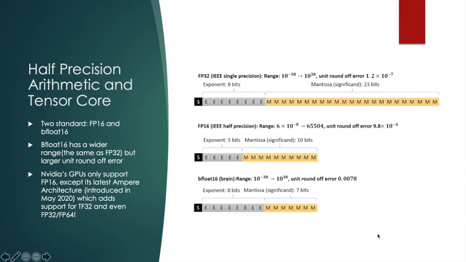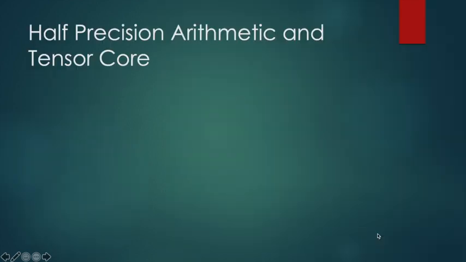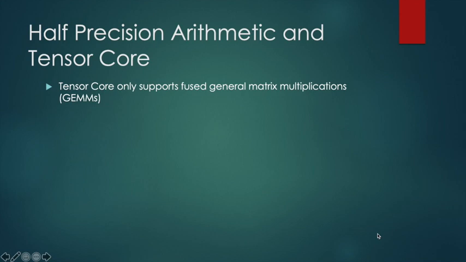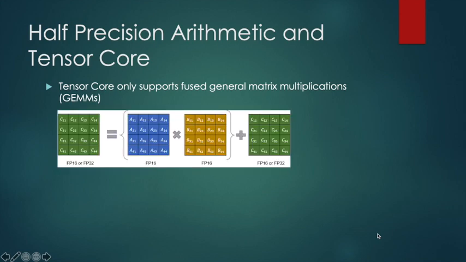FP64. For the background of half precision, I'd love to introduce a special unit on NVIDIA's Volta, Turing, and Ampere architecture, which is called Tensor Core. Tensor Core only supports fused general matrix multiplications. Actually, like these fixtures, Tensor Core performs 4x4 matrix multiplications at one time. It can take FP16 matrices as inputs and output FP16 or FP32 results.